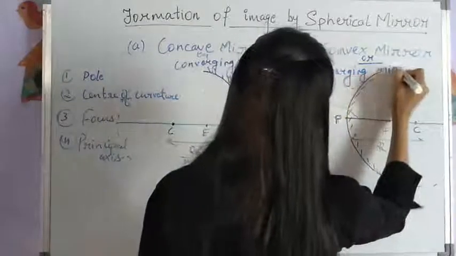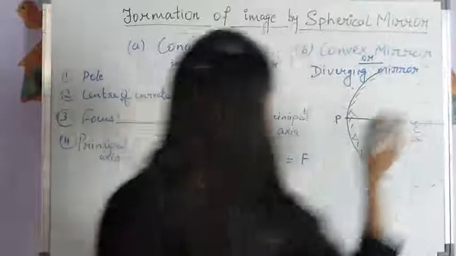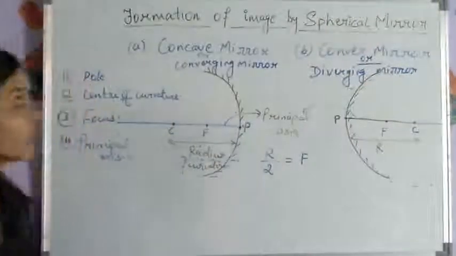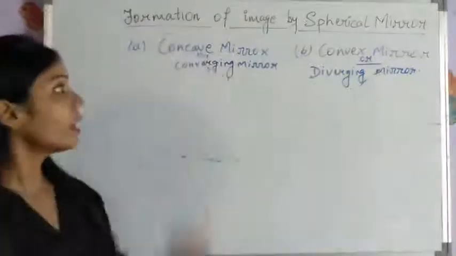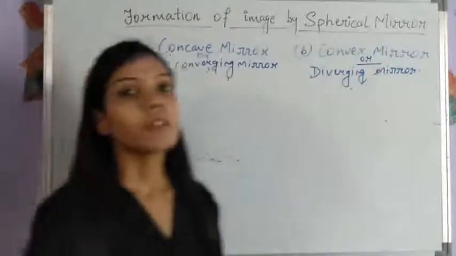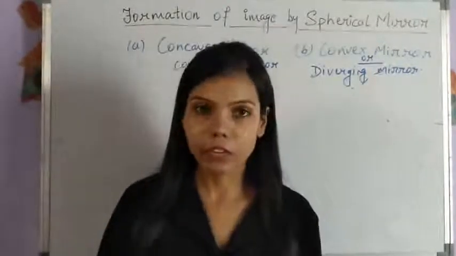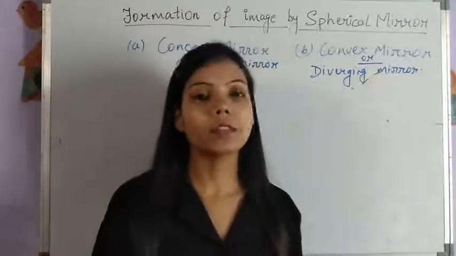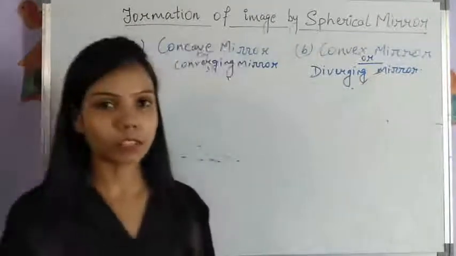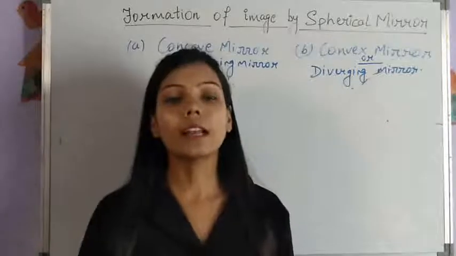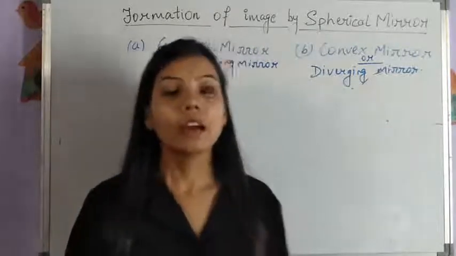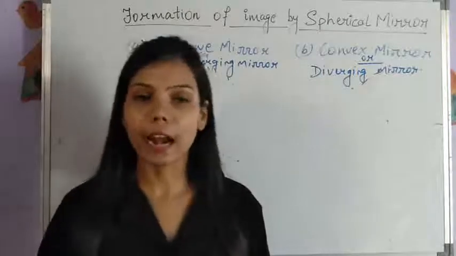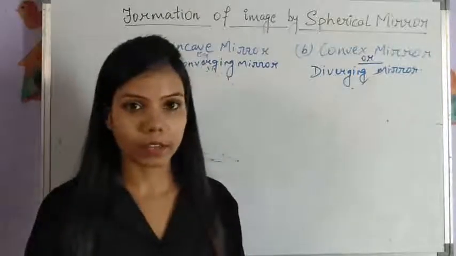Diverging mirror. So let's illustrate this also. How come this concave is converging and convex is diverging? Let us see. Concave is a converging mirror because all the light rays, or the beam of light, which is falling on the reflecting surface of a concave mirror, all the light after reflection converges at a point. Converge means to get collected at a single point, at a particular point, right?